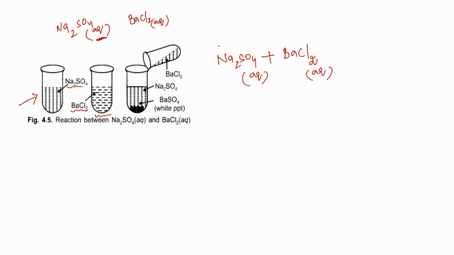Here sodium has a plus 1 charge and the sulfate ion has a minus 2 charge. From the crisscross method we have learned that sodium always has a plus charge and sulfate has a minus 2 charge. Barium also has a plus 2 charge and chlorine has a minus 1 charge. So what will happen here, my dear students? Very simple, a double displacement reaction happens. These two reactants exchange their ions.